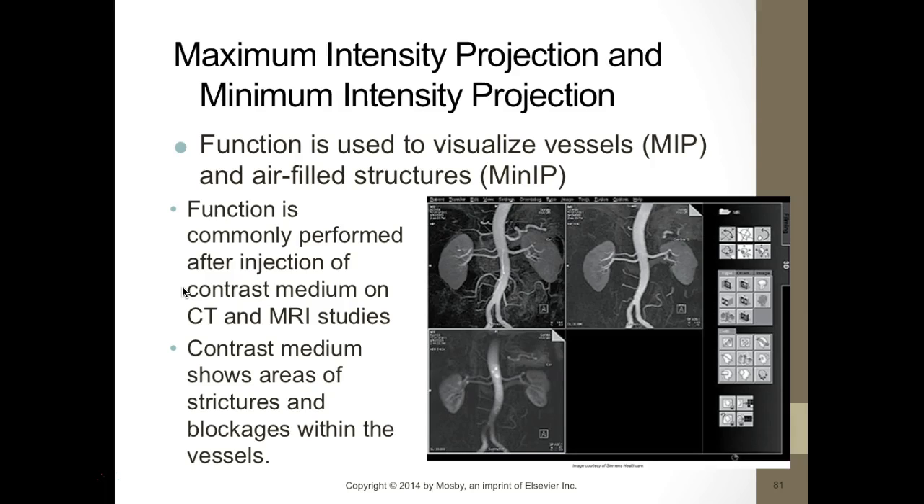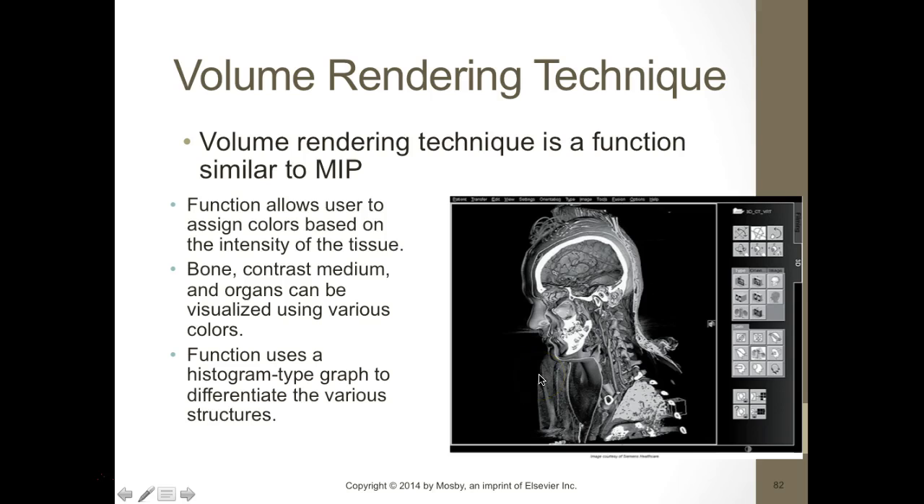So your MIPs function is used to visualize vessels or air-filled structures. Whether it's vessels or air-filled structures depends on what we're going to set it at. The function is commonly performed after injection of contrast medium on CT and MRI studies. So contrast medium shows areas of strictures or blockages within the vessel. You can see here those bright white spots is calcium.